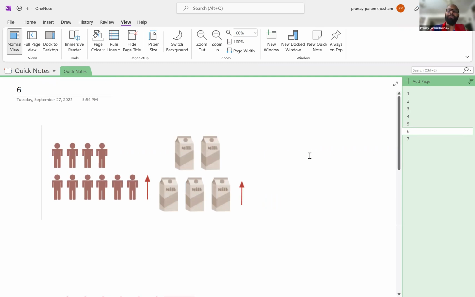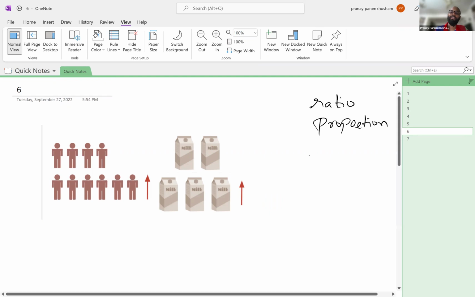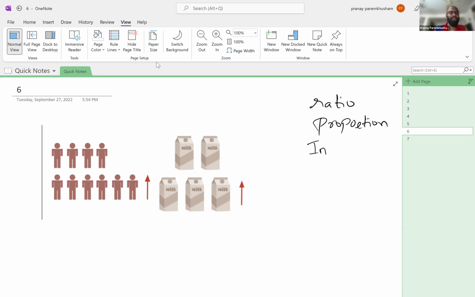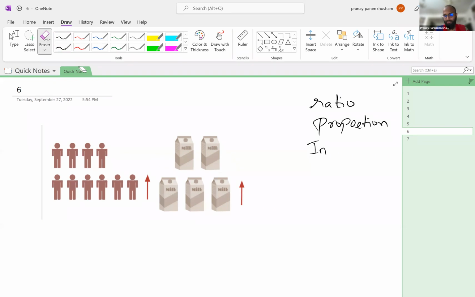Okay. Now we are learning about one more thing. So we learned about ratio. You know how ratio works. You learned now about proportions as well. Now we are learning another part. It's called direct and indirect proportion.